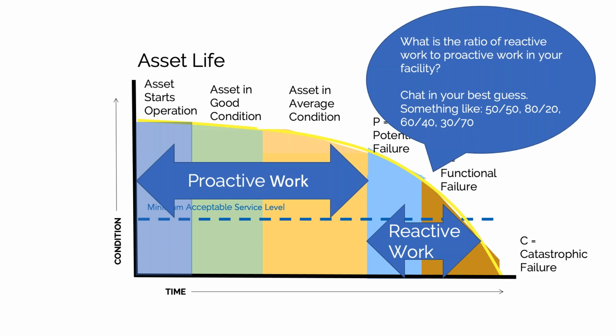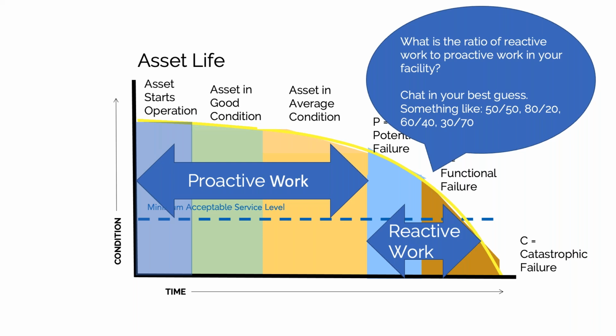So, think about what the ratio of reactive work to proactive work is in your facility. Is it 50-50, meaning half the time you're doing proactive and half the time you're doing reactive? Is it 80-20? Is it 60-40? Is it 30-70? And again, use the chat or the question dialog box. So just think about your facility and where do you stand? Do you do a lot of proactive work? Do you do mostly reactive work? And the first number should be proactive. So how much proactive do you do?